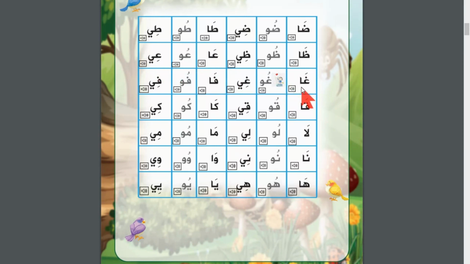The next one we have Ghain, Alif, Fatha, Gha, Ghain, Waw, Damma, Ghu, Ghain, Ya, Kasra, Ghi, Gha, Ghu, Ghi. The next one we have Fa, Alif, Fatha, Fa, Fa, Waw, Damma, Fu, Fa, Ya, Kasra, Fi, Fa, Fu, Fi. The next line we have Qaf, Alif, Fatha, Qa, Qaf, Waw, Damma, Qu, Qaf, Ya, Kasra, Qi, Qa, Qu, Qi.